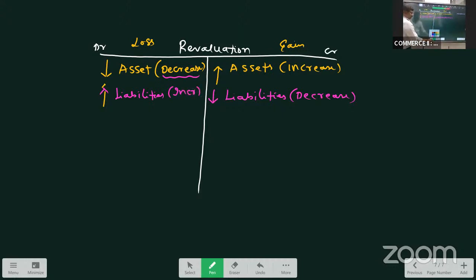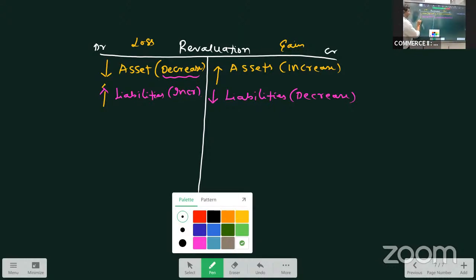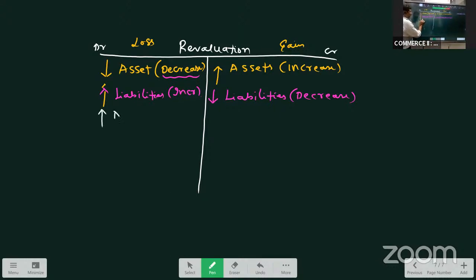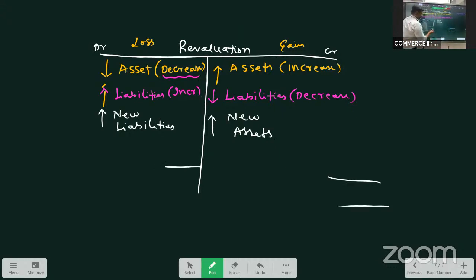right. Similarly, suppose there is a new liability to be recorded, that also we should take on the debit side. And if there is a new asset, एक नया asset books में हमको record करना है, so that is a gain, we take it on the credit side. This is how we prepare a revaluation account. This is a specimen format I am telling you. If you understand this conceptually, you will be able to apply the same in every problem. I repeat, losses on the debit side, gains on the credit side.